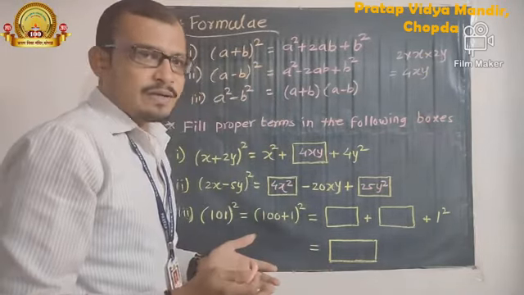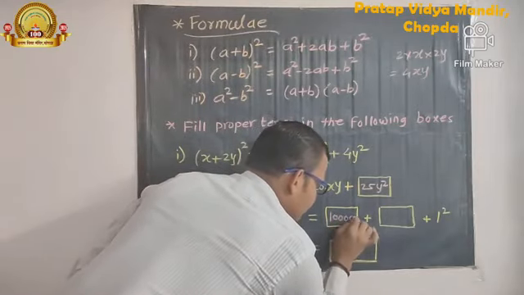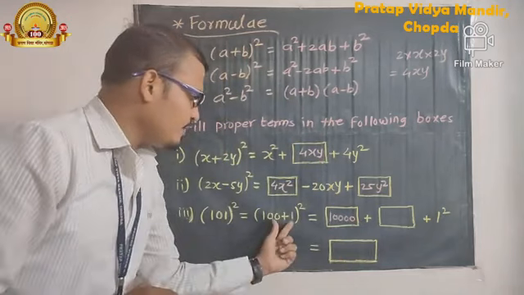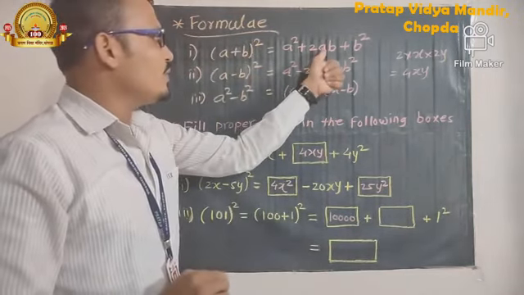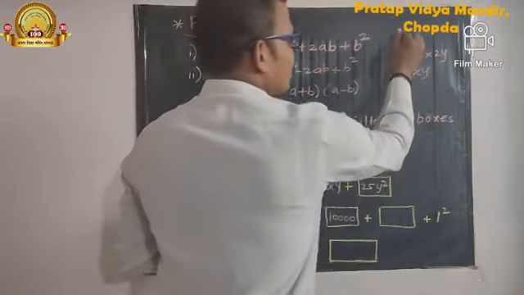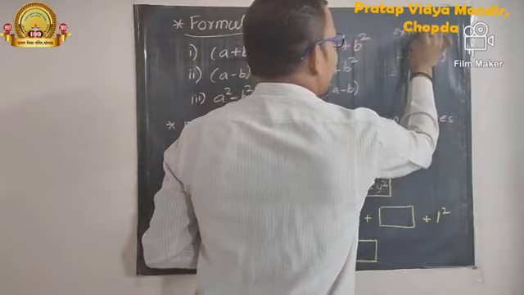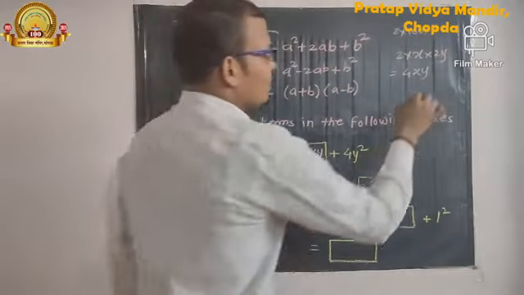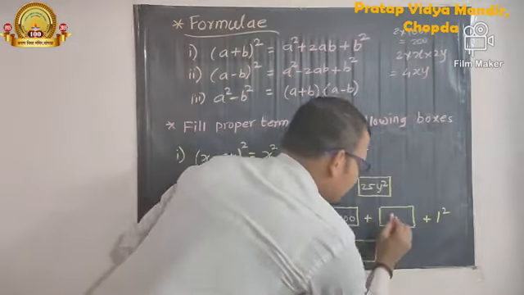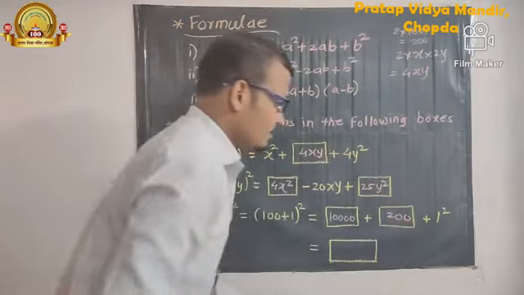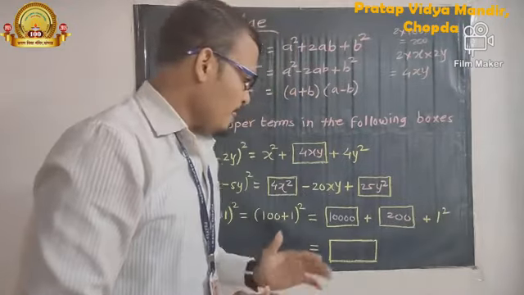What is the square of 100? 10,000. So write 10,000 here. Then the second term is also missing. What is our second term? 2 into a into b. So 2 into, what is a here? 100, and b, what is b? 1. So we get here 200. So our second term is 200 and the last term is 1², and we know that 1² is 1.